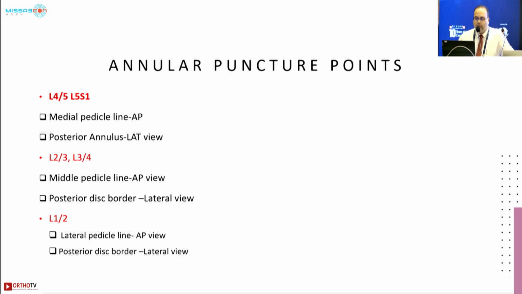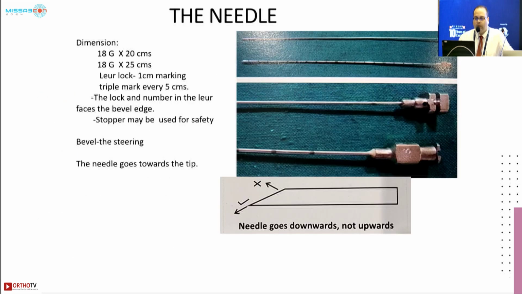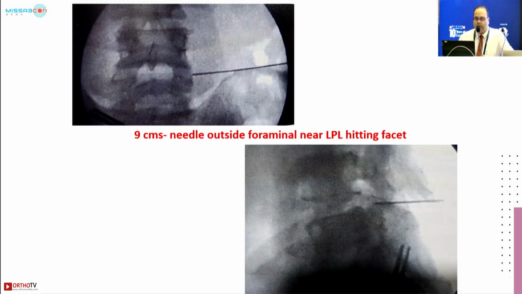So the annular puncture points and the skin puncture points. The annular puncture point radiographically at L4-5 is the medial pedicle line, and as we go to higher levels, L2-3, L3-4, we go from the mid pedicle line to the medial pedicle line. So this is the typical needle, the spinal needle with the luer lock on one side and the bevel on the other, and this is how we enter the needle.